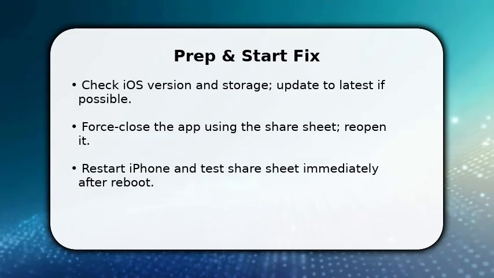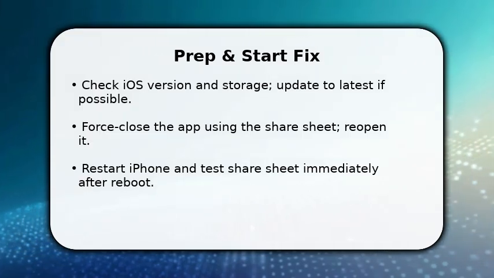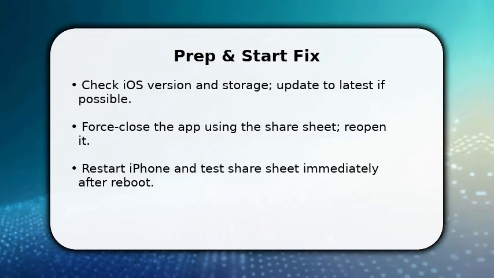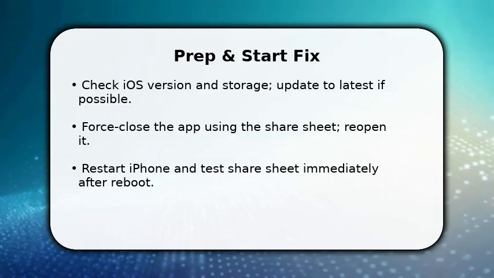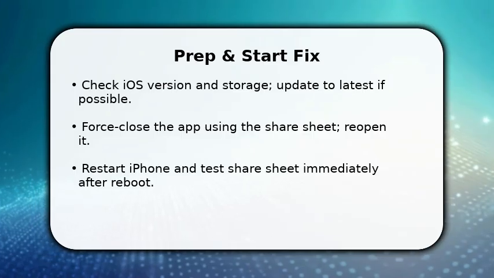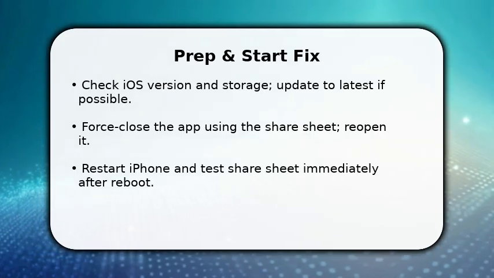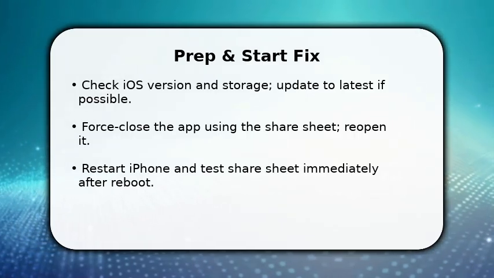You'll begin by confirming a few essentials. Make sure iOS is current and you have free storage, because system updates and low space often break extensions. Once done, force close the app that invokes the share sheet and relaunch it to clear transient errors. Then restart your iPhone to reset system services. This often restores the share sheet quickly.